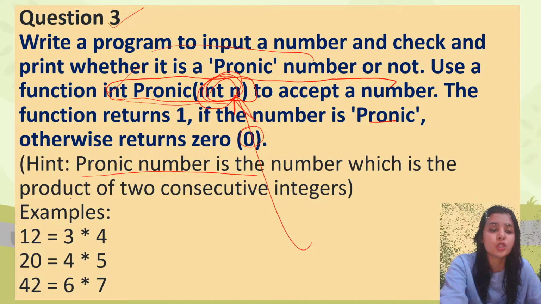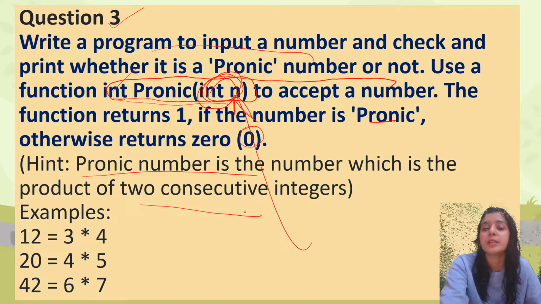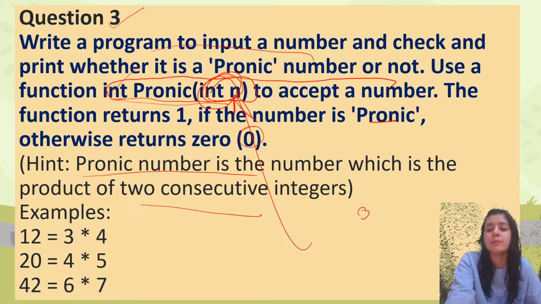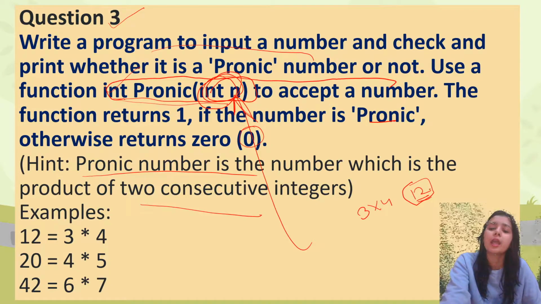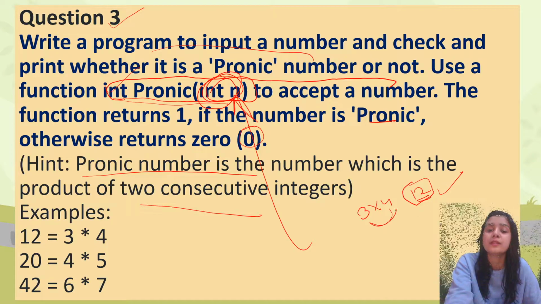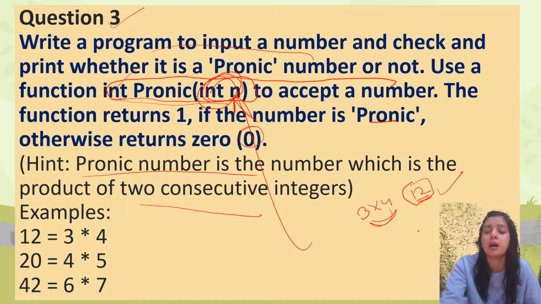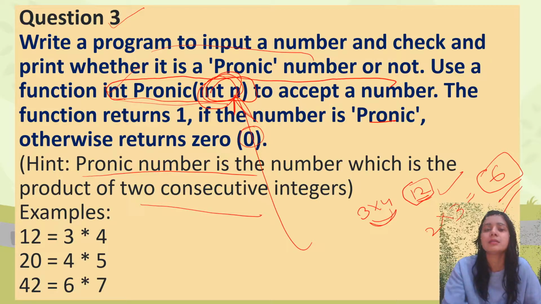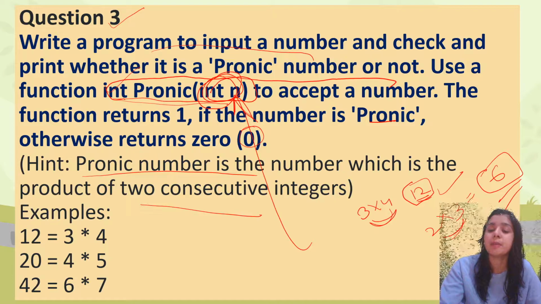It is a number which is the product of two consecutive integers. For example, 3 multiplied by 4 gives 12, so 12 is a pronic number. Why? Because it is the product of two consecutive integers. You can also take the example of 2 multiplied by 3. The number produced is 6, so 6 is a pronic number, because it is the multiplication of two consecutive numbers, 2 and 3.